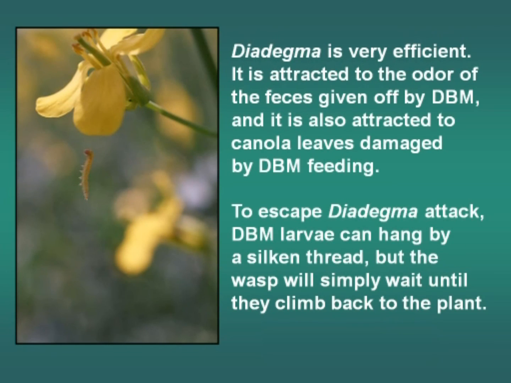Diadegma is extremely efficient. It's attracted to the odor and the feces given off by Diamondback moth, and it's even attracted to canola leaves that are damaged by feeding of diamondback moth. This diamondback moth larva in my photograph was feeding on this canola flower when a Diadegma wasp landed on top. The diamondback moth larva sensed the Diadegma, and it tries to escape by hanging on the silken thread below the plant. But the Diadegma just sat there.